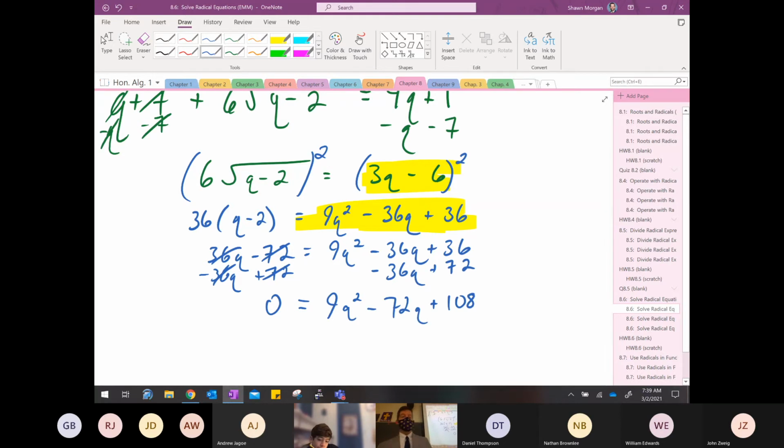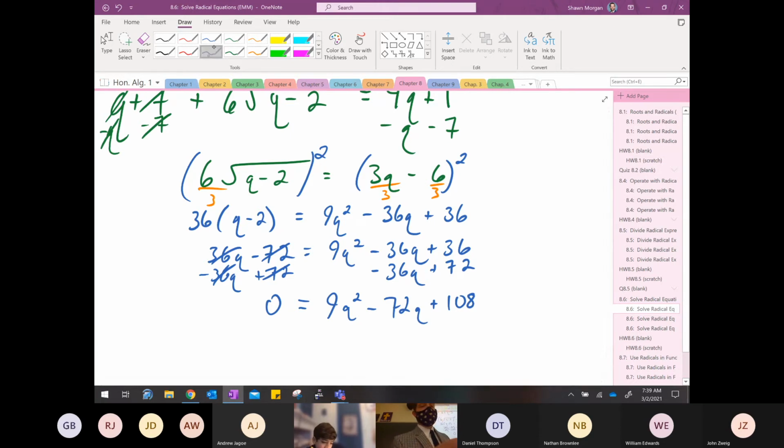I'll be honest with you, back here, where before we squared both sides, we could have divided everything by 3. In retrospect, that would make our numbers a little bit nicer. You know what I'm saying? Instead of dividing both sides by 6, we could have divided everything by 3. But they're not too bad. They're multiples of 9, and we can deal with multiples of 9.